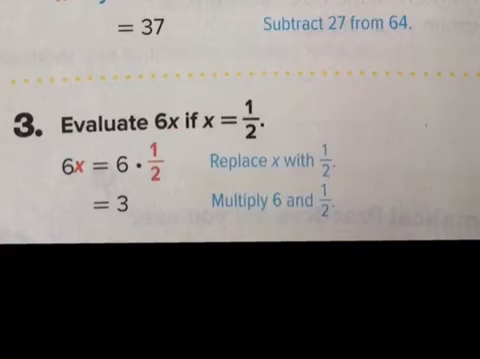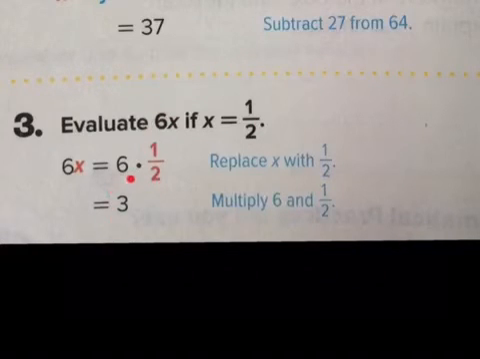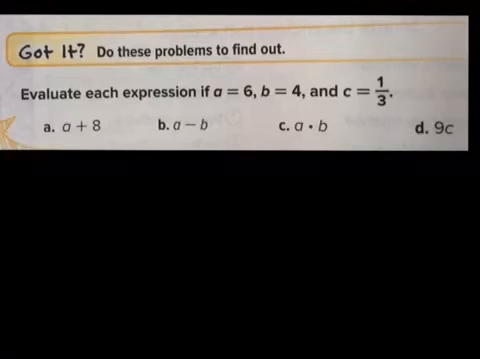Now it's 6 times x if x equals a half. Remember, when you multiply a number times a half, it's going to give you half of that number. So 6 times a half is going to give you 3. Whenever you multiply a number times a half, you get a half of that number. This should be familiar to you because I do remember doing this in 5th grade with everyday math.